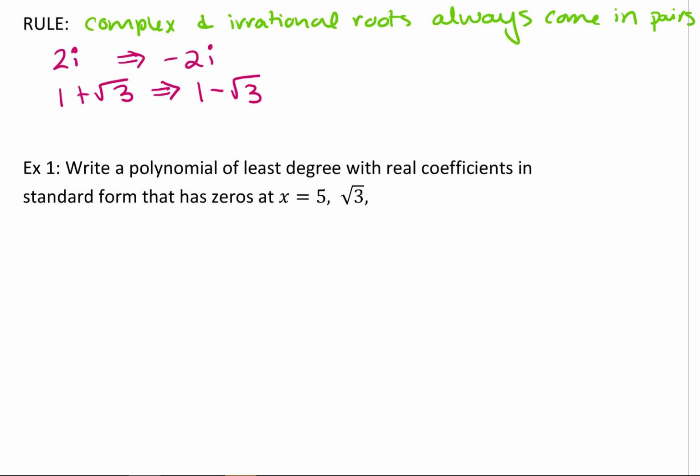You may not be given both roots of the pair. You might only be given one. And if you are, you must assume that the other one is a valid root as well. So let's look at the example below.